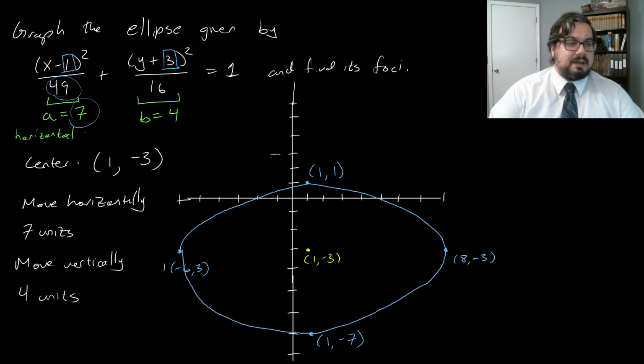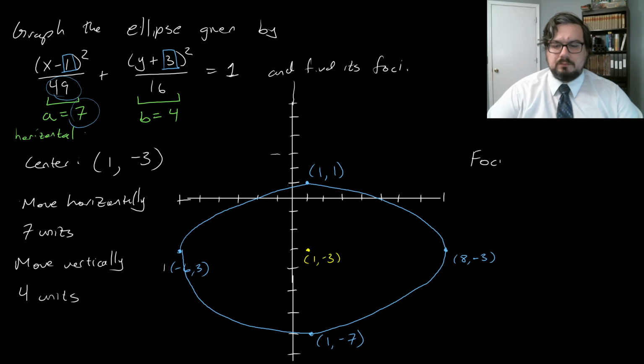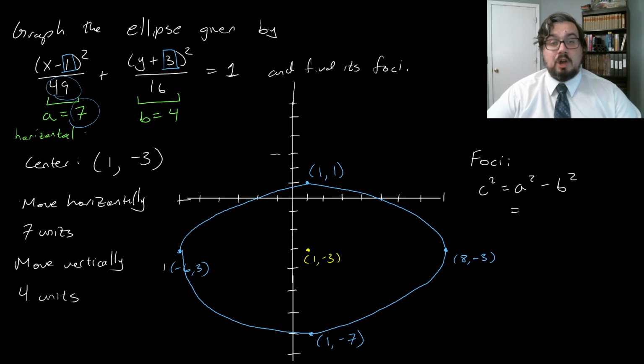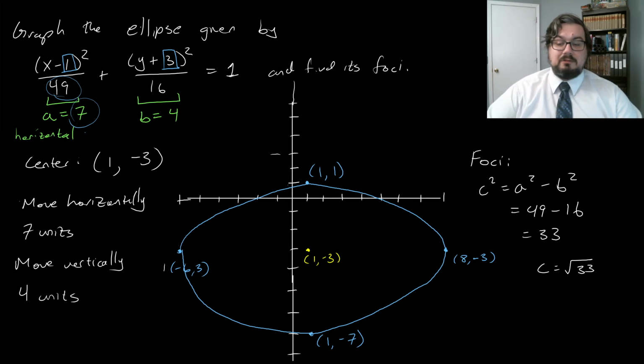Now for the foci, of course we always use the fact that c squared is equal to a squared minus b squared. A squared is always just the largest denominator of the two terms, so that's going to be 49. And b squared is the smaller denominator under the two terms, which is 16. 49 minus 16 is going to be 33, so c is going to be the square root of 33.